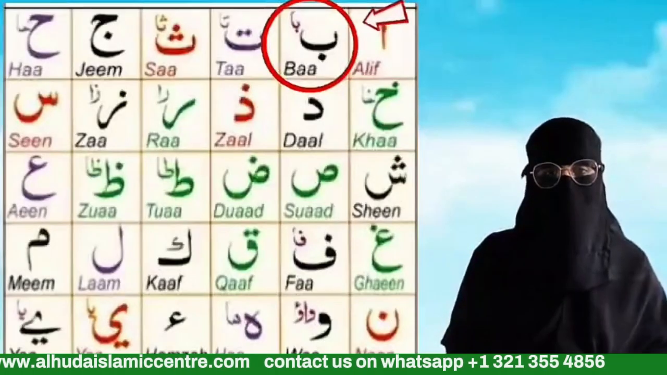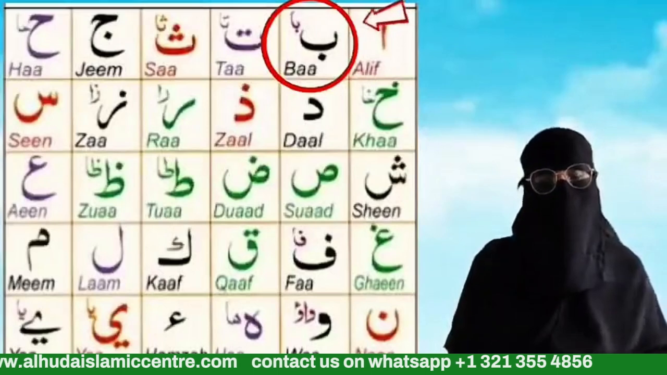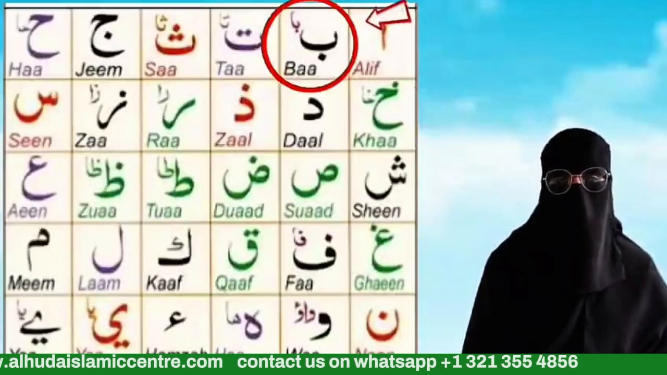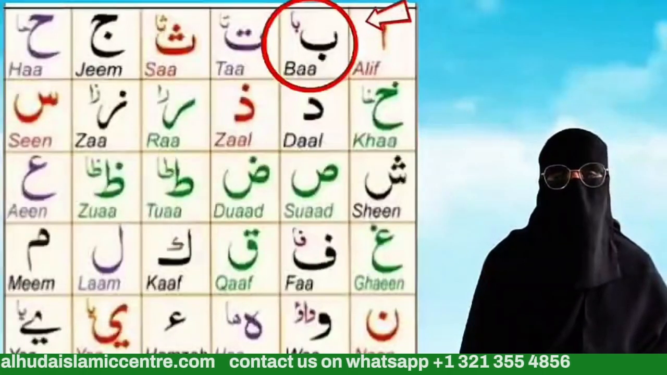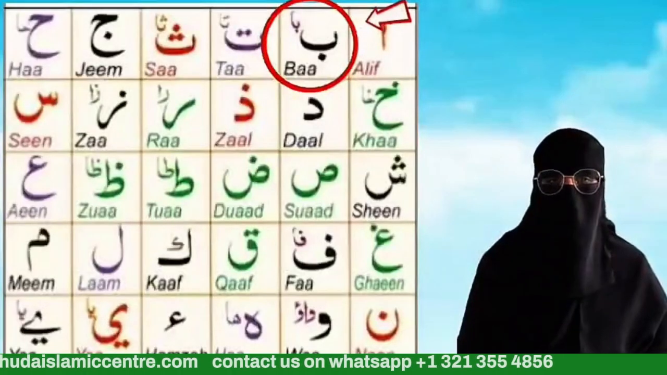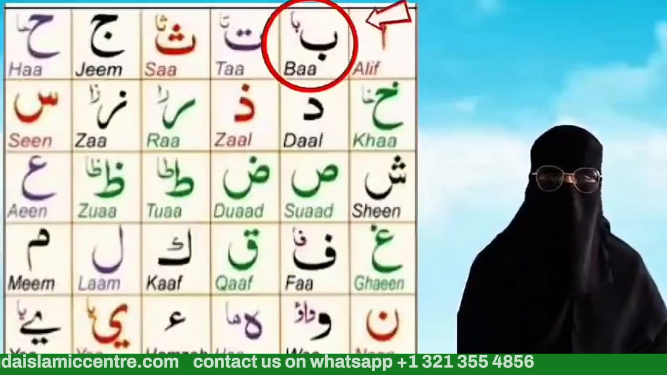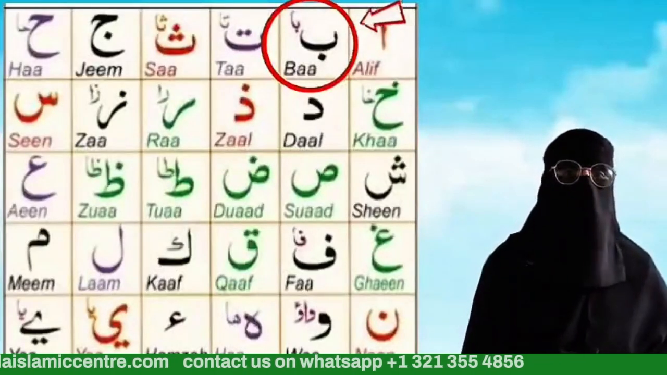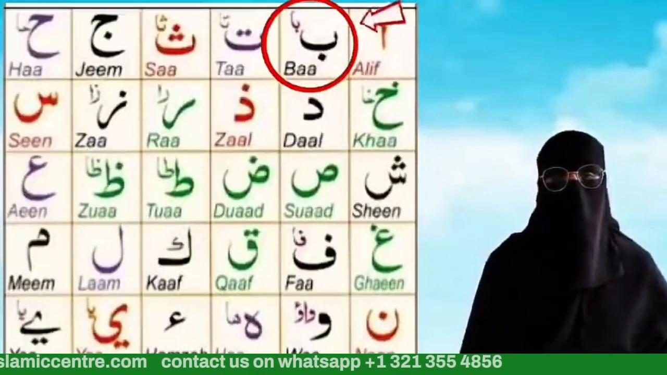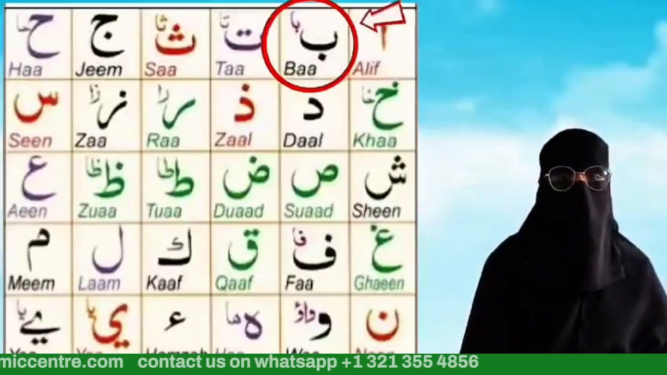Now let us go towards the next letter. As you can see on the screen, the next letter has a boat-like shape with one dot below it. With this shape you are going to recognize the letter named Ba. Ba has a B-like sound, B, B. And how are you going to pronounce it? What is the point of emission of Ba? Ba's point of emission consists of both lips.